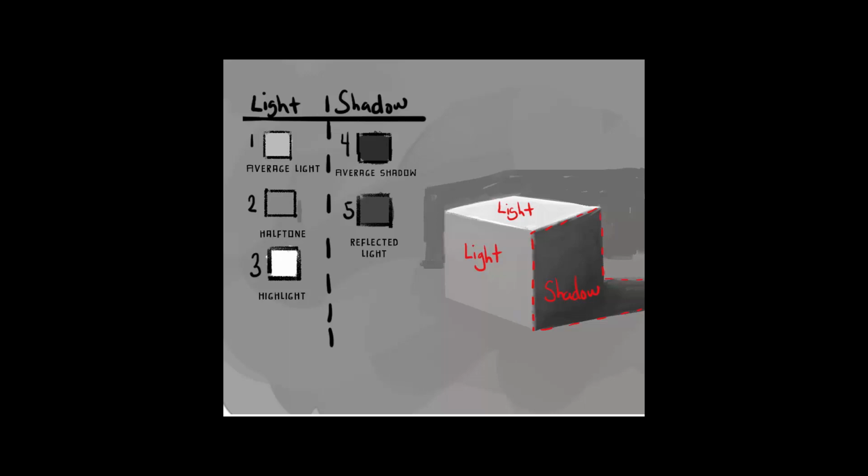Where is it? Well, the simple answer is the plane that most faces the light is going to get the average light. And in this case, that's the top plane. The side plane of the cube that's in light, because the light's coming from above, that side plane is turning away from the light, but it's still in the light's influence. Therefore, it gets the halftone value, which again is a step darker than average light.